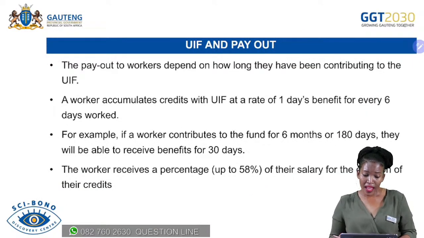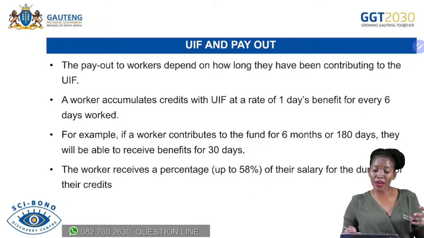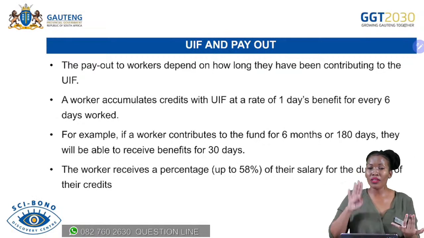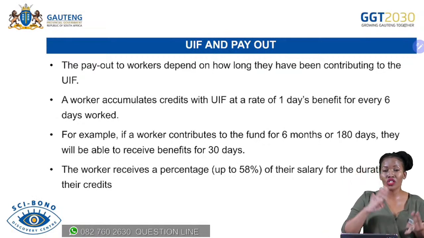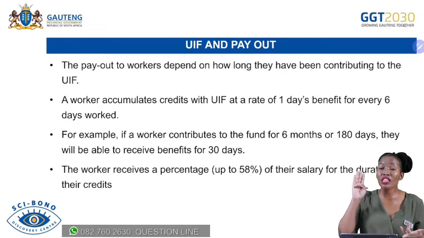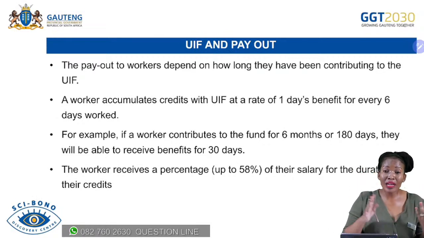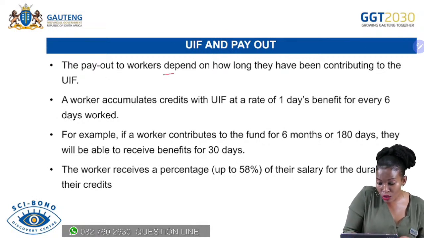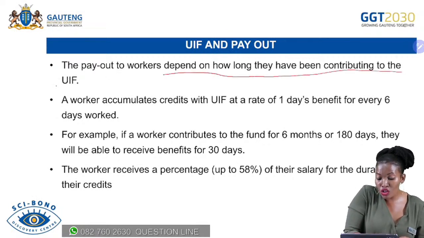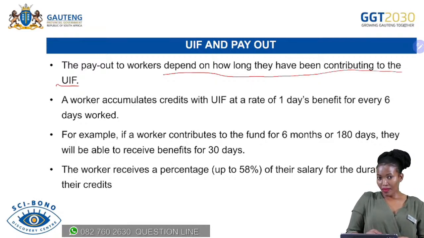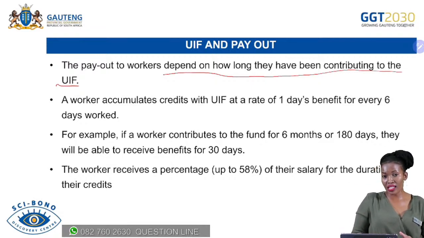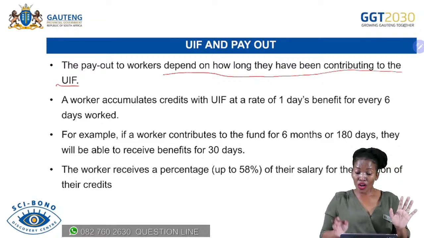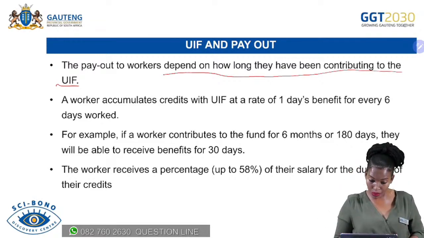And then, guys, this is how the UIF payout works. Remember I said when a person is unable to work, maybe the company has retrenched, the company has closed down, or the person is ill, maybe because of maternity leave. The payout, it depends on how long they have been contributing to the fund. So you can't work for 5 days and then you want to go and claim for UIF. So it depends on how long you've been contributing.